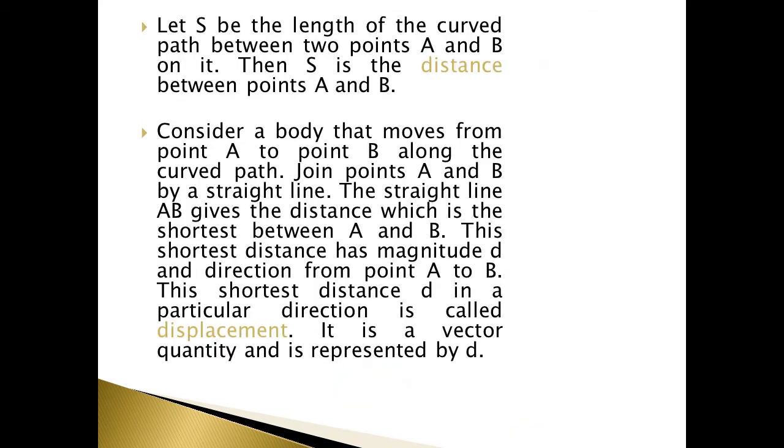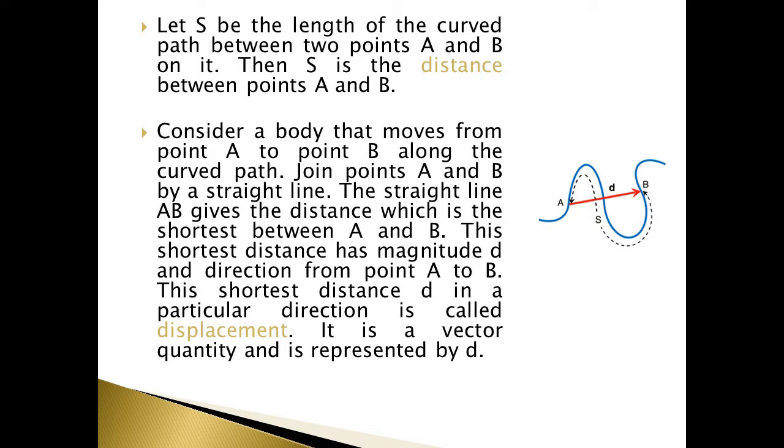Let s be the length of a curved path between two points A and B on it. Then s is the distance between points A and B. Here in this picture you can see a blue line showing the distance between points A and B. It is represented by small s.